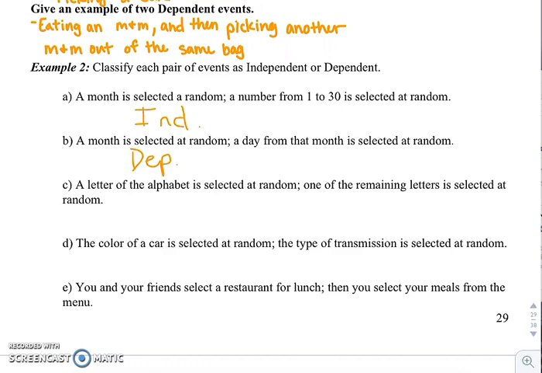A letter of the alphabet is selected at random, and then one of the remaining letters is selected at random. That would be dependent because the second one is dependent upon what that first one would have been. The color of a car is selected at random, and then the type of transmission is selected. They have nothing to do with one another. It doesn't matter what color your car is to then pick a transmission. You and your friends select a restaurant for lunch, then you select your meals from the menu. Of course, that's dependent. The menu you're looking at is dependent upon what restaurant you went to. A Chinese restaurant is going to look a lot different than a diner.